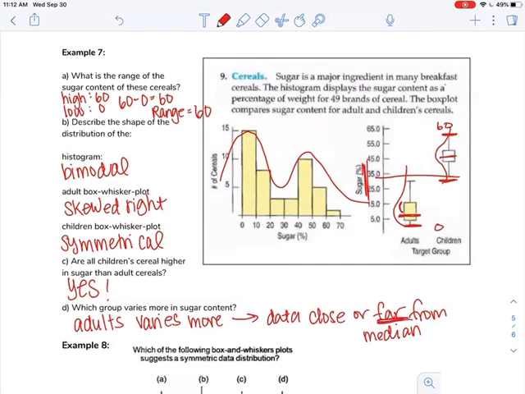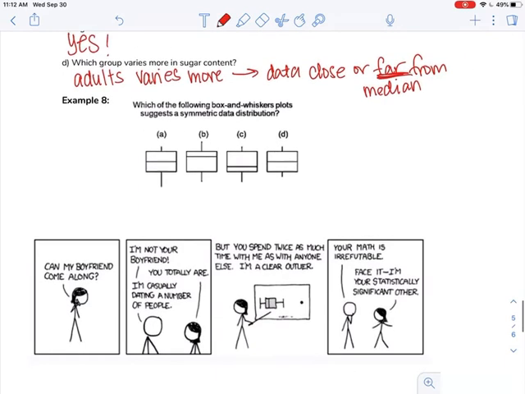All right, and then one more example. Which of the following box and whisker plots suggest a symmetrical data distribution? Take a guess. Which one do you think? If you answered D, you are correct.